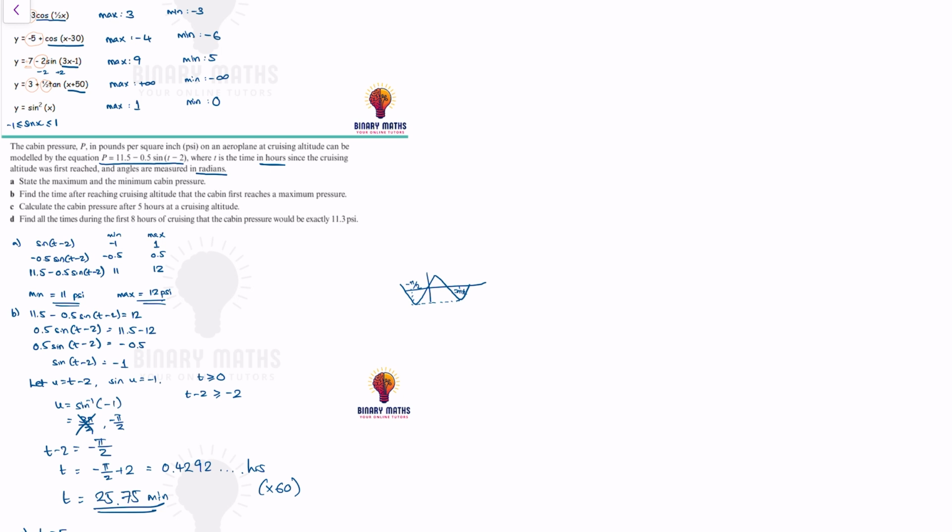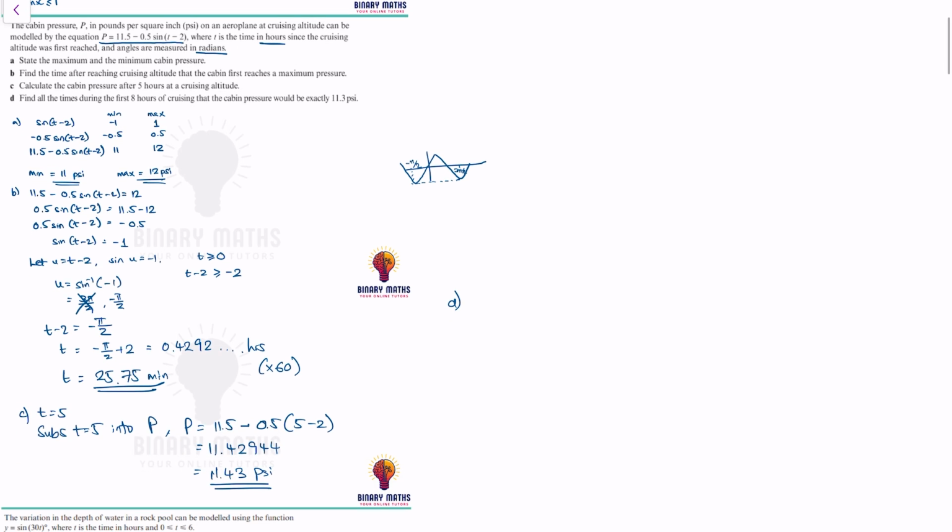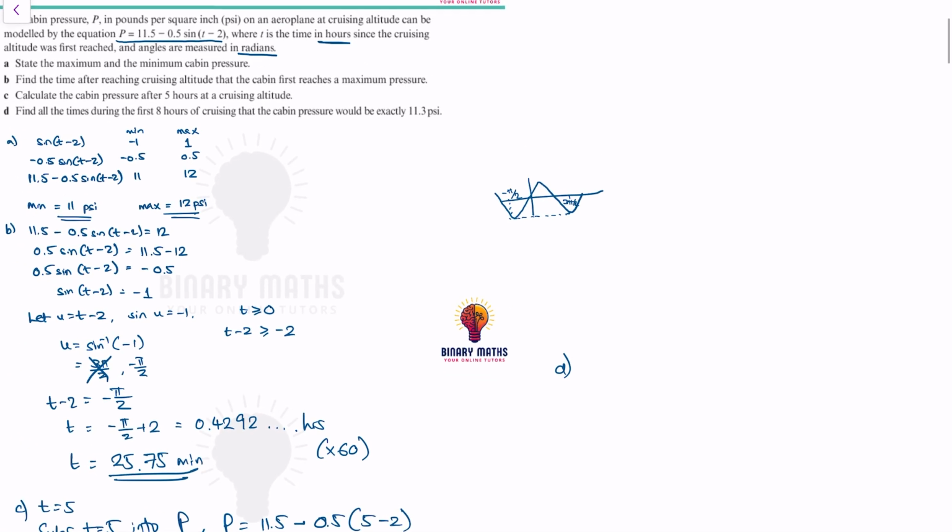Okay, part D. Find all the times during the first 8 hours of cruising that the cabin pressure would be exactly 11.3. That means the equation 11.5 minus 0.5 sine of (t minus 2) is equal to 11.3.